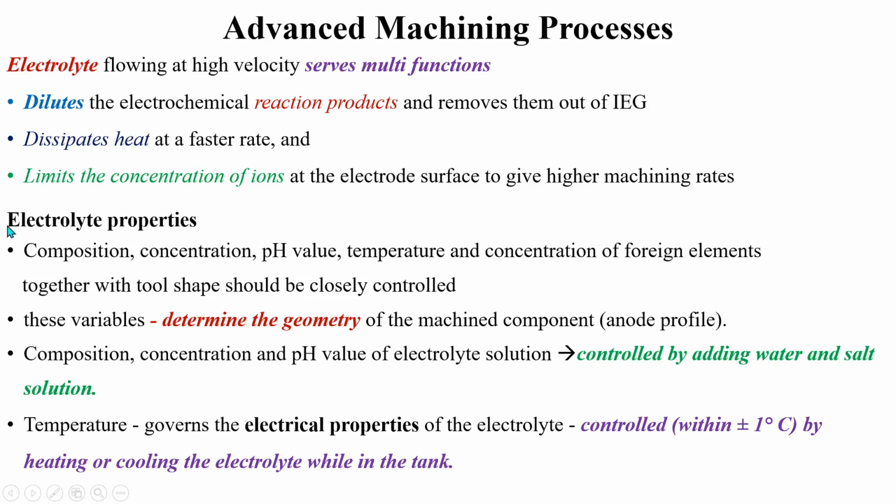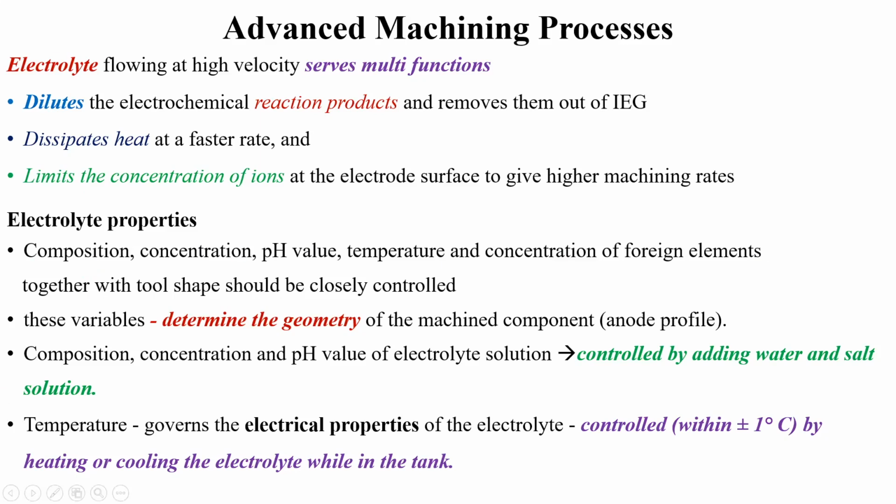Next thing is the electrolyte properties. That is, the performance of ECM depends upon the properties of electrolytes. We will here look into the different properties of electrolytes, which are composition, concentration, pH value of the electrolyte, temperature and concentration of foreign elements present in the electrolyte. These are the various properties of the electrolyte which influence the final performance of the electrochemical machining process.